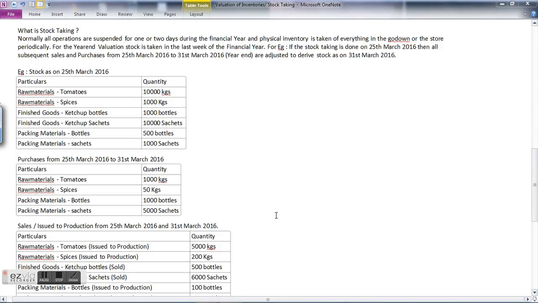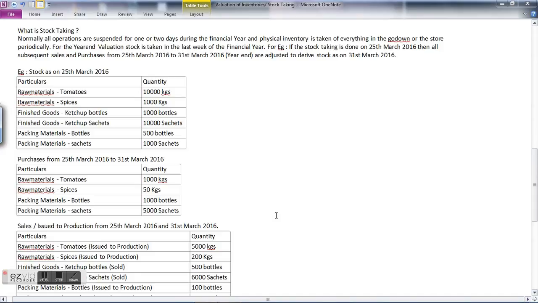So what happens is, if the financial year ends on 31st March 2006, the stock will be taken in the last week of the financial year, and subsequently all the purchases and sales are adjusted to that stock. For example, if the stock taking is done on 25th March 2016, then all the subsequent sales and purchases from 25th to 31st are adjusted to arrive at the stock as on 31st March 2016.